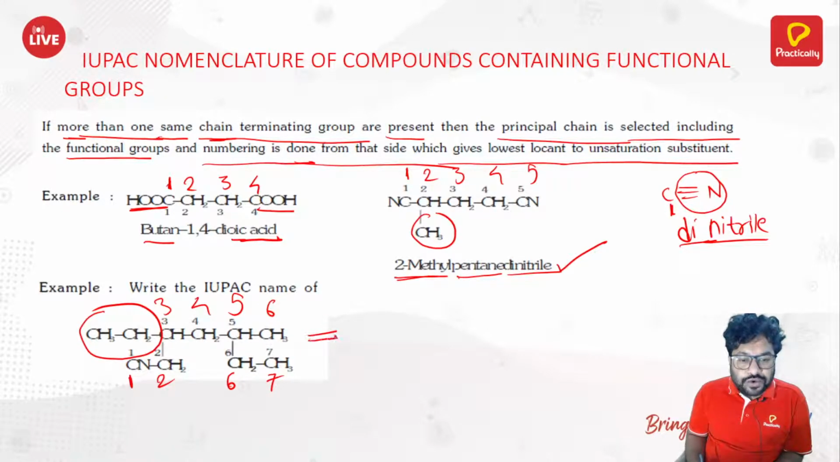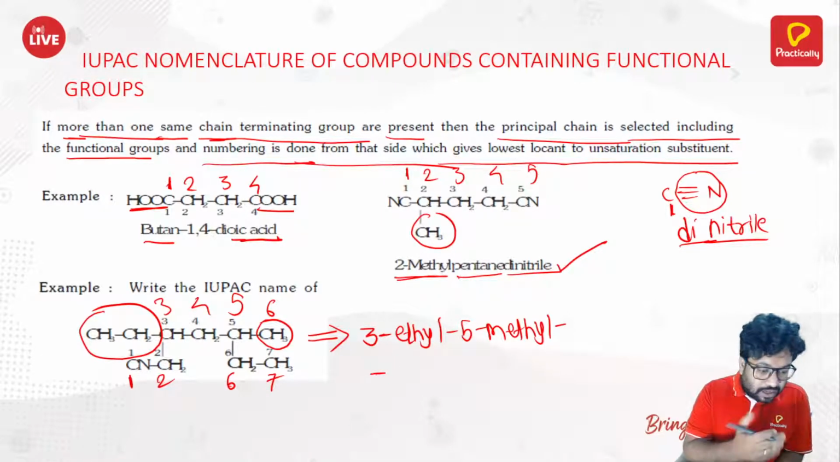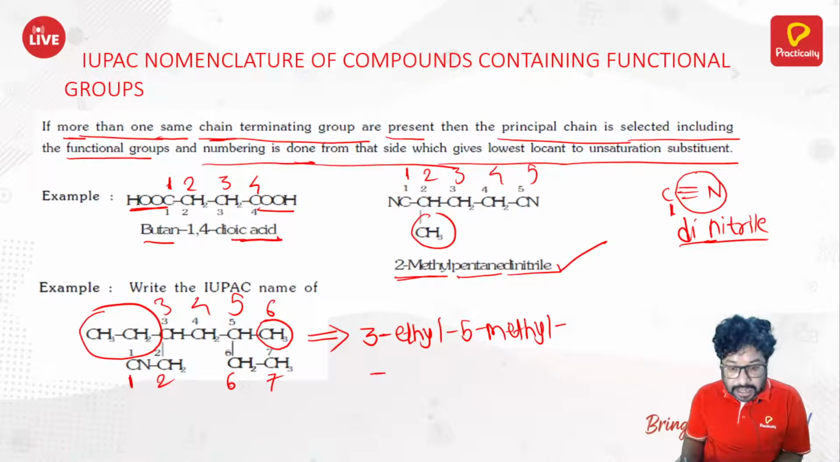Then how would you name it? 3-ethyl, right? The substituent has 2 carbon atoms. 3-ethyl and one more. You got the methyl also, right, at the fifth position. So 3-ethyl, dash, 5-methyl. After that, how do you name it? It's a 7 carbon chain including this cyanide carbon. So 3-ethyl 5-methyl, dash. I will write it down here now. 3-ethyl 5-methyl heptane.